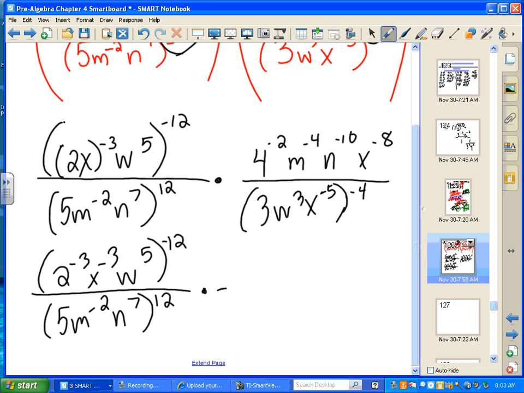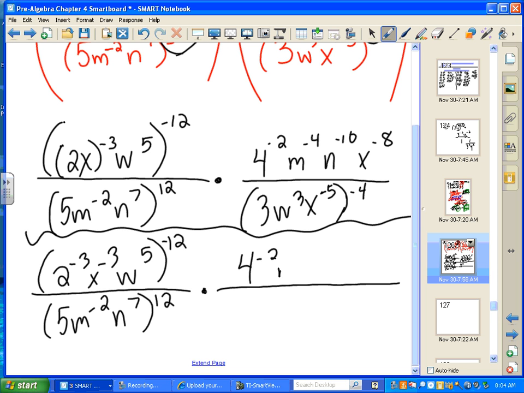And then I'm just going to rewrite everything on the right. These are two separate problems. Different steps, I mean. So 4 to the -2nd, m to the -4th, n to the -10th, x to the -8th. Rewrite the bottom. Okay, so I got rid of those little parentheses.